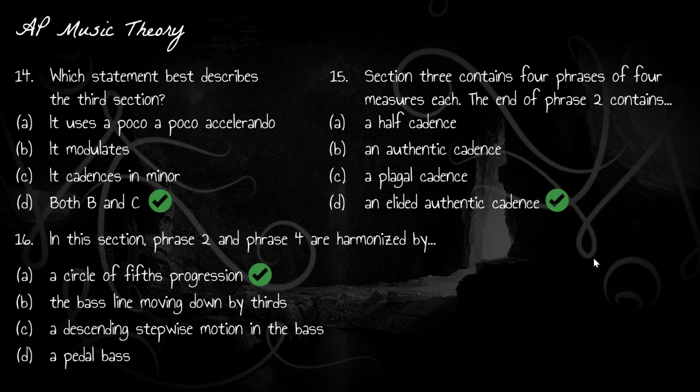The third phrase is exactly like the first phrase. The fourth phrase sequences back to minor and ends with a circle of fifths progression using the exact same minor ending as the fourth phrase of the second section.